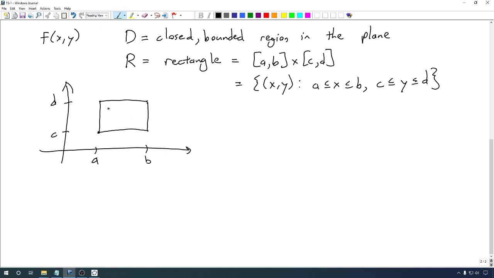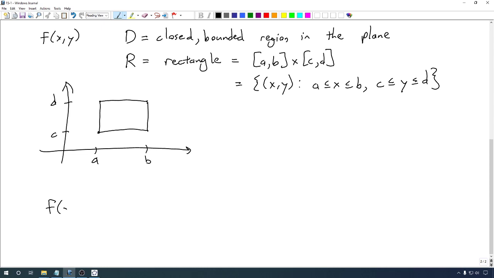But we're basically taking this rectangle here instead of some more blobby D that we'll look at a little bit later. That'll be the next section. But we want to see what it even means to integrate this function f over this rectangle. Well, maybe let's look at a particular example.